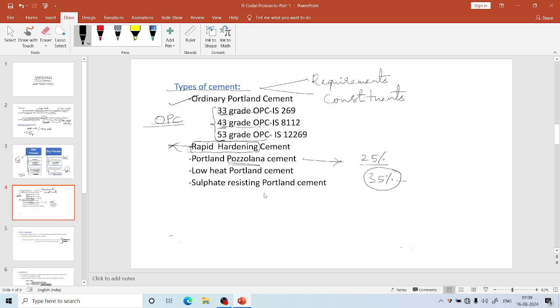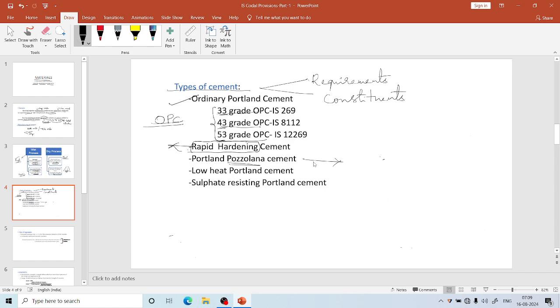Normally in IS 456, we have fly ash and GGBS, which are artificial pozzolanic materials, and we have natural pozzolana materials like ball clay, kaolin, and rice husk. All of these we can add to cement to get the desired properties.